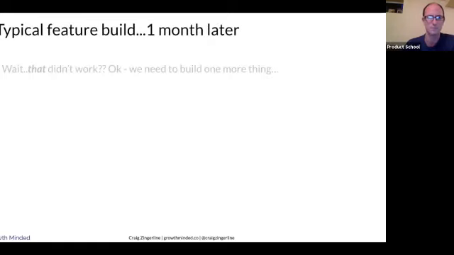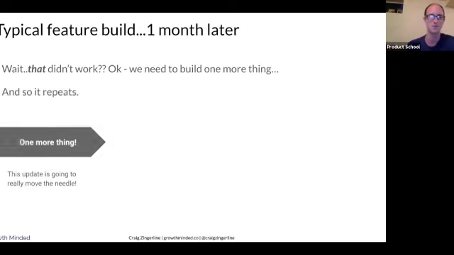And you're like, well, that didn't work. Well, we've got to just do one more thing, right? So I'll certainly raise my hand. I've often thought that if we just do one more thing, maybe the feature wasn't right, or it was a little buggy, we just got to do one more thing, and then it's really going to work. It's going to go gangbusters. And so it repeats. So you say you're going to do one more thing, and this update, it's really going to move the needle.